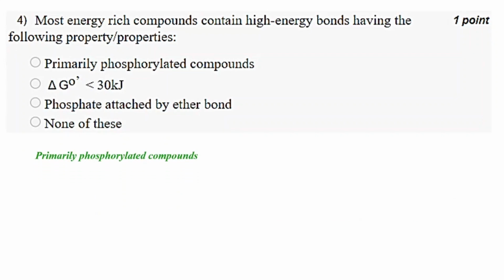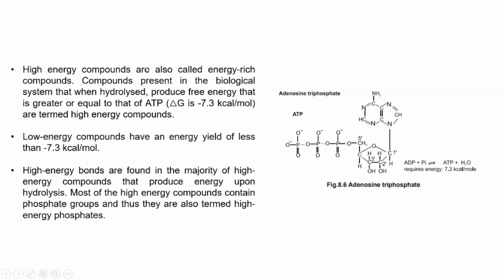Most energy rich compounds contain high energy bonds having the following property: primarily phosphorylated compounds, delta G gives energy less than 30 kilojoule, phosphate attached by ether bond, none of these. Sorry, I showed the answer only. So these will be the primary phosphorylated compounds, and one of the prime examples of such a high energy compound is ATP, adenosine triphosphate. These high energy compounds are also called energy rich compounds, and they are present in the biological system and when hydrolyzed can produce free energy that is greater or equal to that of ATP. So ATP is a very important compound when we are talking about biological cells.